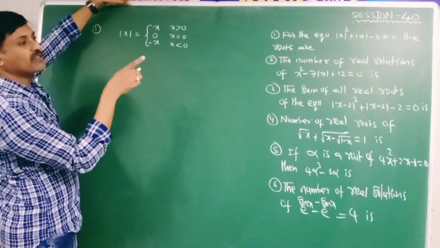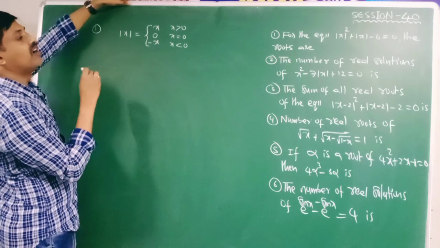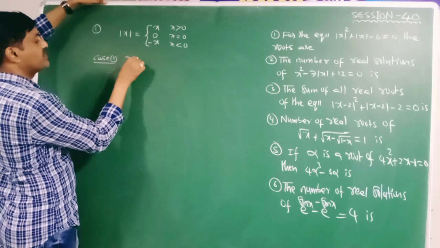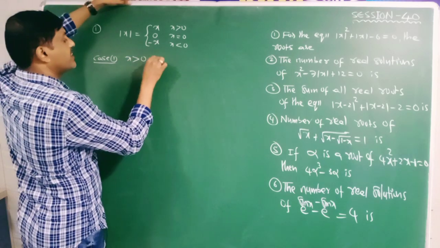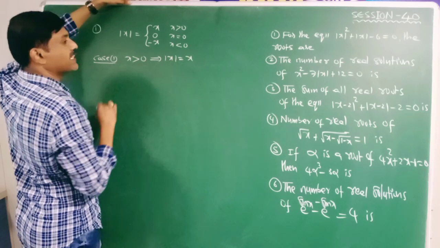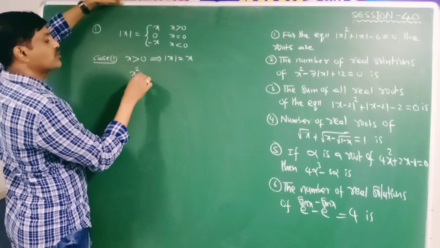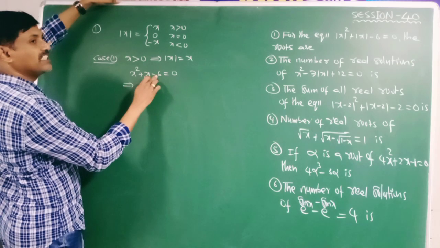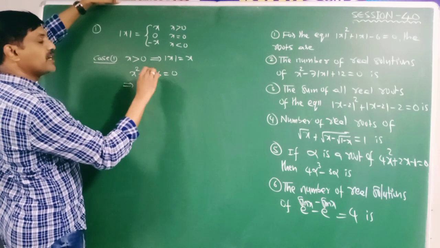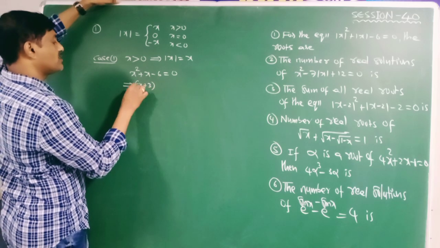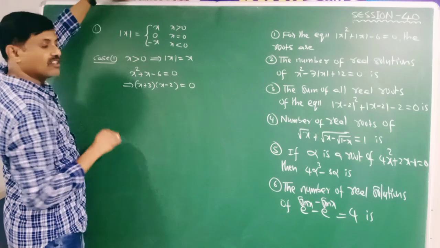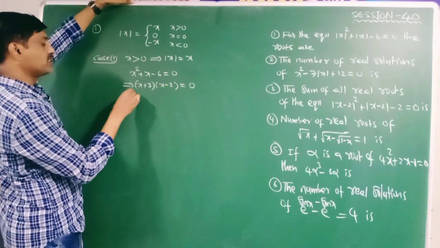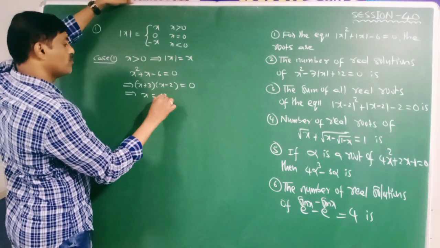Mod x square plus mod x minus 6 is equal to 0, the roots are. Okay, as case 1, first we have to take x greater than 0. In this case mod x will become simply x. Now our quadratic equation will become x square plus x minus 6 is equal to 0. Minus 3 into 2 or 3 into minus 2 are the factors. Here it is very clear, x plus 3 into x minus 2 is equal to 0. Multiplying, x square, 3x minus 2x will become x, 3 into minus 2 will become minus 6. Roots are what? Here x is equal to minus 3 comma 2.